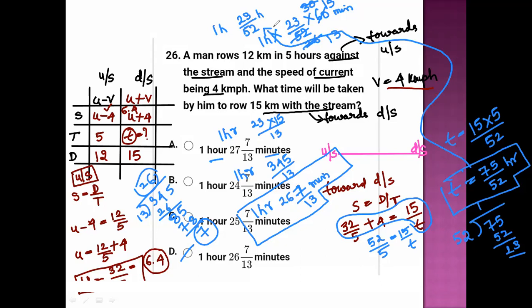So 23 divided by 52 hour, 1 hour means 60 minutes, multiplied by 60. If you do the simplification, you will get 23 into 15 by 13. Again, I can express this as 345 divided by 13. If you divide this, you will get 26, 7 by 13. Therefore, option D is the correct answer for this question.